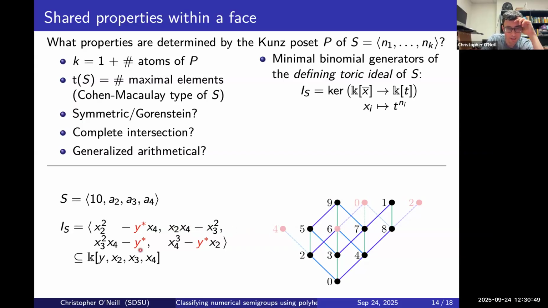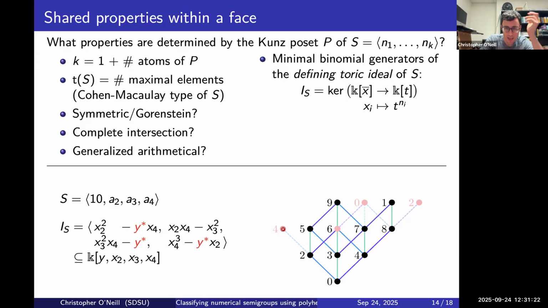And so what ends up happening here, I've labeled the variables carefully. X2, X3, and X4 each correspond to one of these minimal generators that's not 10. And I'm using Y to denote the one that corresponds to 10. So let's, for instance, think about this 4 that's out here. If we take A2 plus A2, that gives us something not in the Apéry set, right? But it definitely gives us something that's 4 mod 10, right?